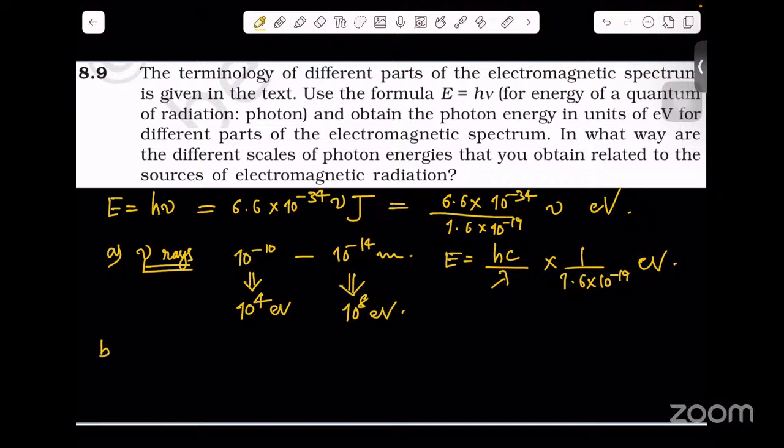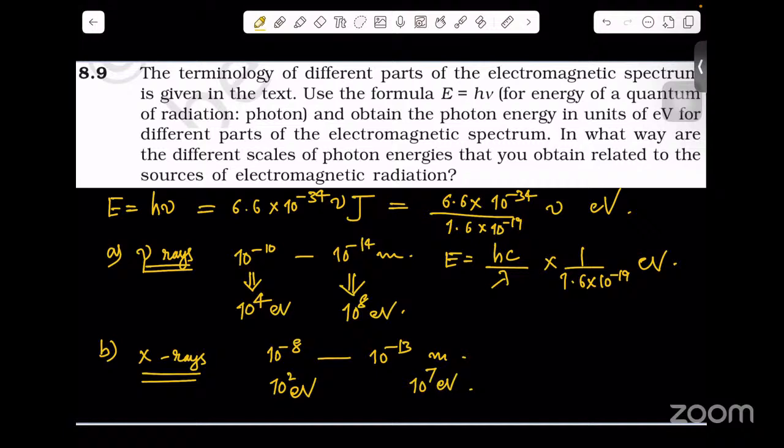Now, similarly for X-rays, I'll not write the calculation every time. For X-rays, the wavelength ranges from 10 raised power minus 8 to 10 raised power minus 13 meters. So the energy is 100 electron volts, and this is 10 raised power 7 electron volts. Okay, this is for X-rays.